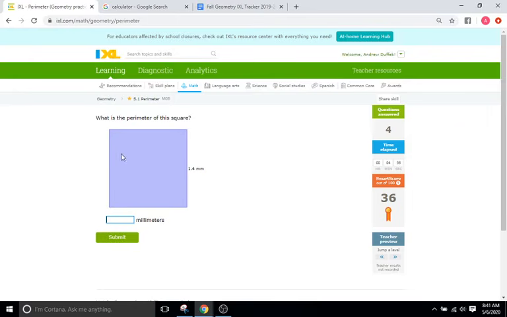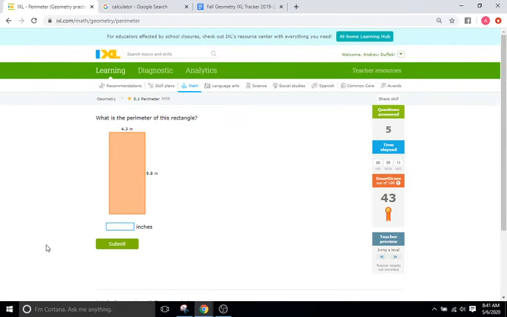Cool. What is the perimeter of the square? 1.4 times 4 is 5.6. Okay. Same thing with this rectangle. You're going to add 4.3 plus 4.3 plus 9.8 plus 9.8.